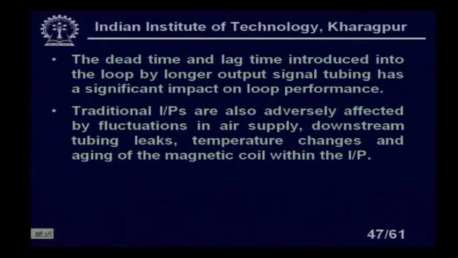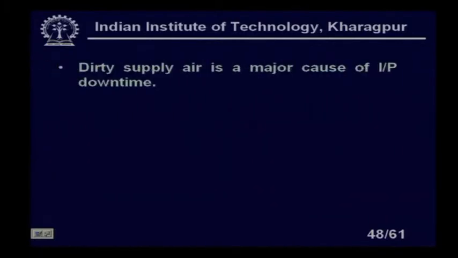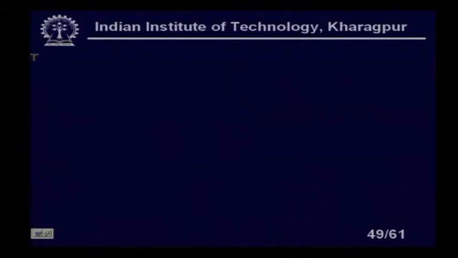Traditional I2P converters are also adversely affected by fluctuations in air supply, downstream tubing leaks, temperature changes and aging of the magnetic coil within the I2P converter. Periodic calibration checks are required in order to maintain the output of the I2P converter within the desired range. Dirty supply air is a major cause of I2P downtime. Mechanical I2Ps do not have electronic feedback to compensate for partial plugging, but by designing the nozzle opening to be at least 0.04 centimeter, that means 0.015 inch diameter, this problem can be avoided.